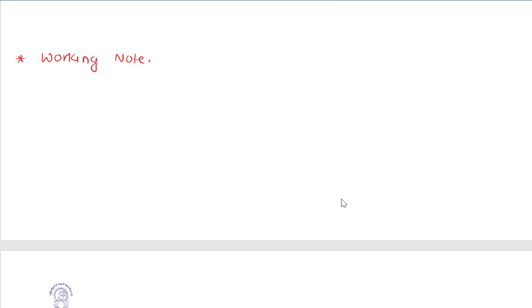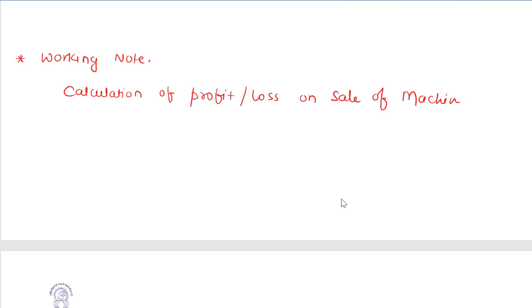For this we need to make a working note. So just leave some lines and come over here and write working note, calculation of profit or loss on sale of machinery.